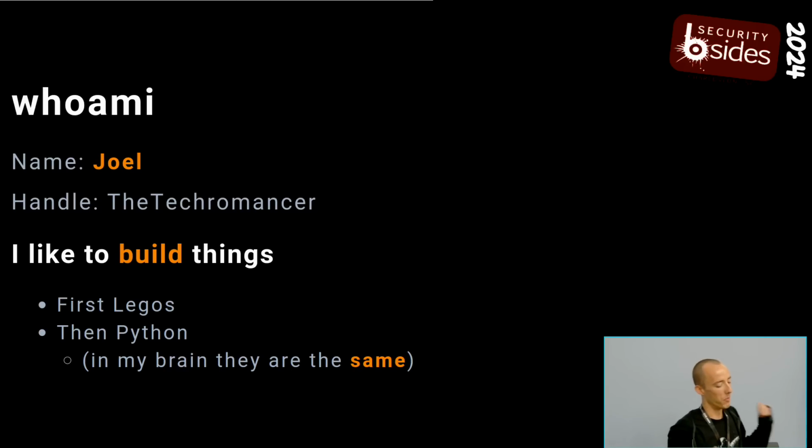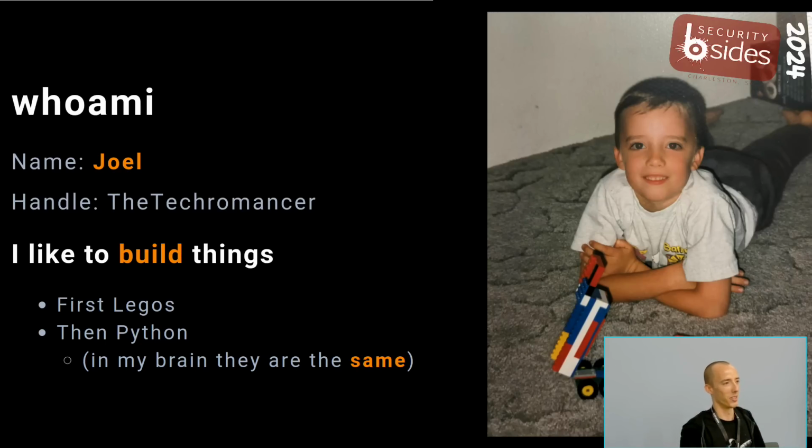Who am I? I'm Joel, my handle's TheTechromancer. I basically like to build things. This is just the one thing you need to know about me. This was me when I was 6 years old with my little Lego creation, which you can't see because my camera's blocking it. Basically, I built Legos. Now I build Python, but in my brain, they're totally the same thing.